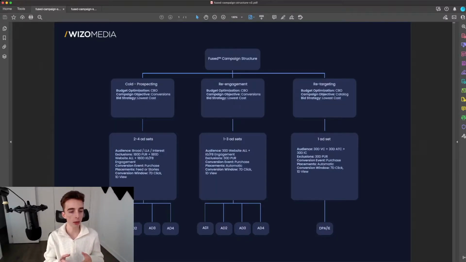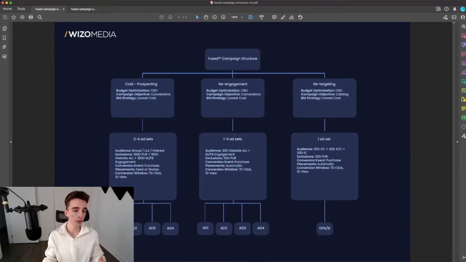So the three campaigns that we have and that we run at all times for client accounts are cold prospecting, a re-engagement, as well as a retargeting. Some people don't really make the difference between a re-engagement and a retargeting campaign. I've seen people only having two campaigns, meaning they do cold and retargeting, that's pretty much it. But we do a separation between our usual re-engagement and retargeting.